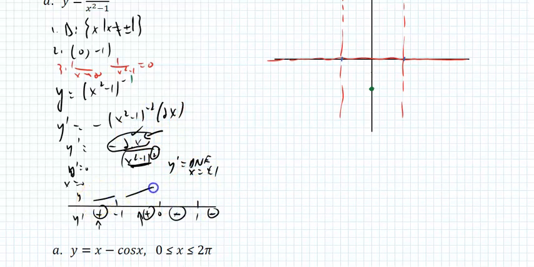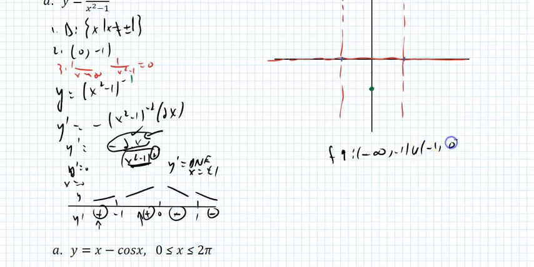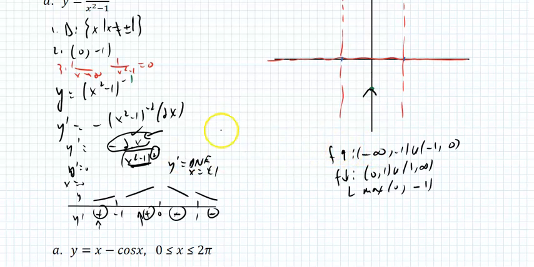I have a function that's increasing, then decreasing. So f is increasing from negative infinity to negative 1, union with negative 1 to 0. F is decreasing from 0 to 1, union with 1 to infinity. It seems I have a local maximum at 0, negative 1 in the original, of course. So this is a maximum. It looks like that. Now I'm going to go for concavity.